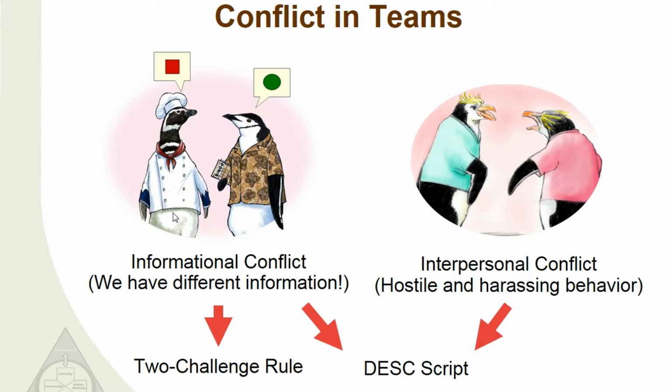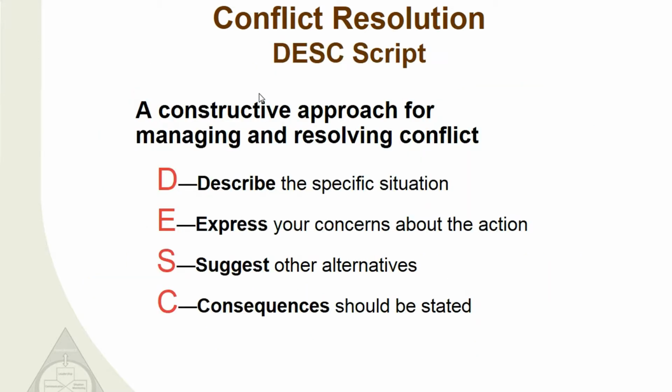There's informational conflicts where we just have a disagreement on the actual situation. And then there's also interpersonal conflicts. And these typically tend to be things that have been brewing for a while. It could be there's previous interactions and it's leading to the conflict now.